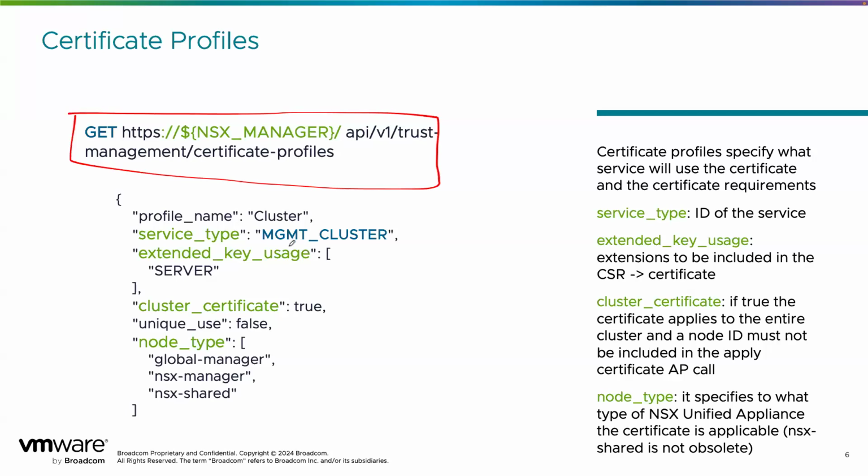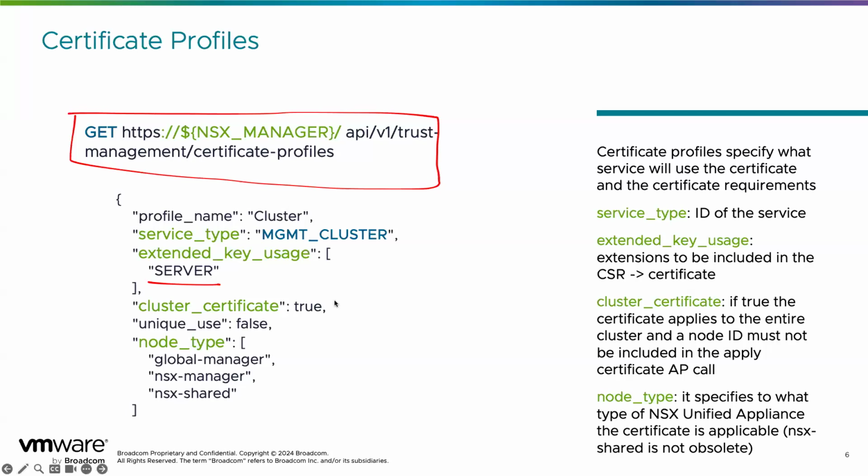For example, for the management cluster profile, the service profile that is mapped to the VIP certificate of your NSX management cluster, we see that the extended key usage for that certificate should be server, because this certificate will be used as a server certificate for your clients for UI or API. There are other certificates that are clients. So for example, any internal service that will authenticate against Corfu, those will actually be client certificates.